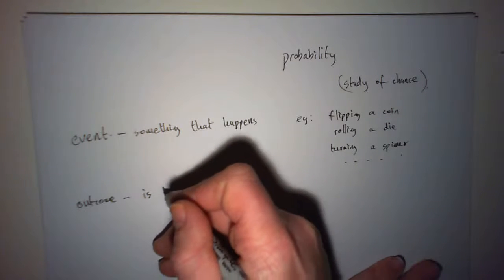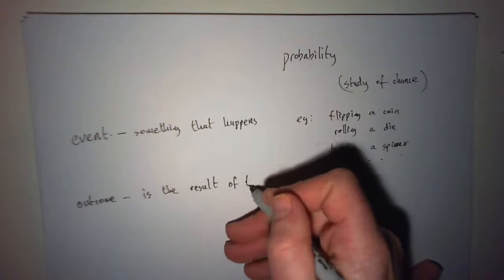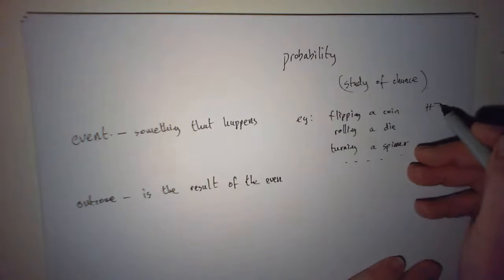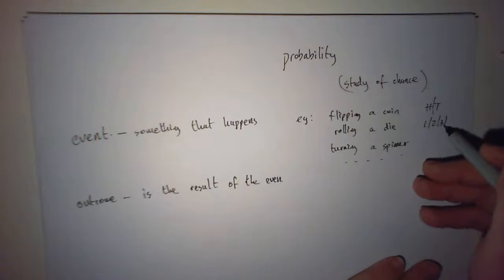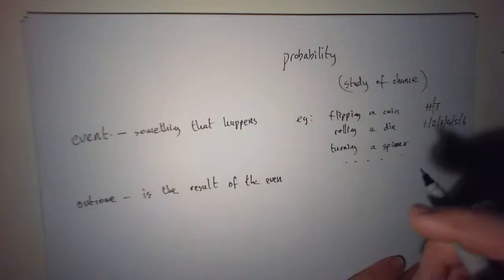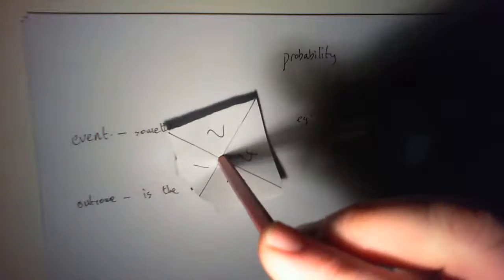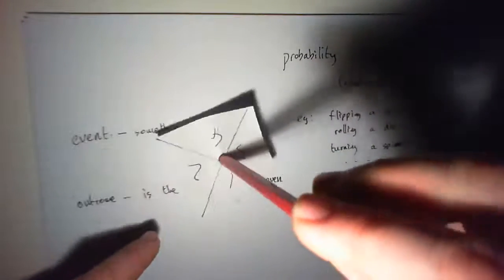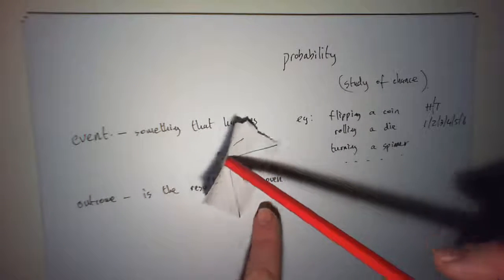Okay, the outcome is the result of the event. So here it's going to be heads or tails. It's going to be 1 or 2 or 3 or 4, 5 or 6. Or if you're turning a spinner, it's whatever's on the spinner. So look, for example, here's a spinner. As you can see, it's got 4 possible outcomes, 1, 2, 3, or 4. So an event would be spinning it, and then an outcome would be it landing on a particular number.